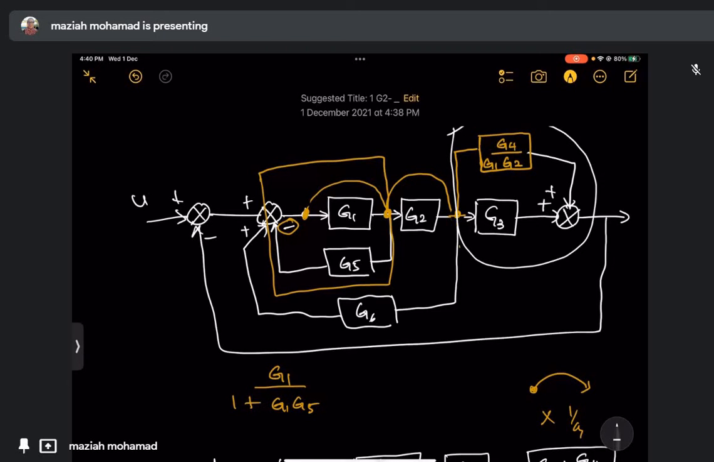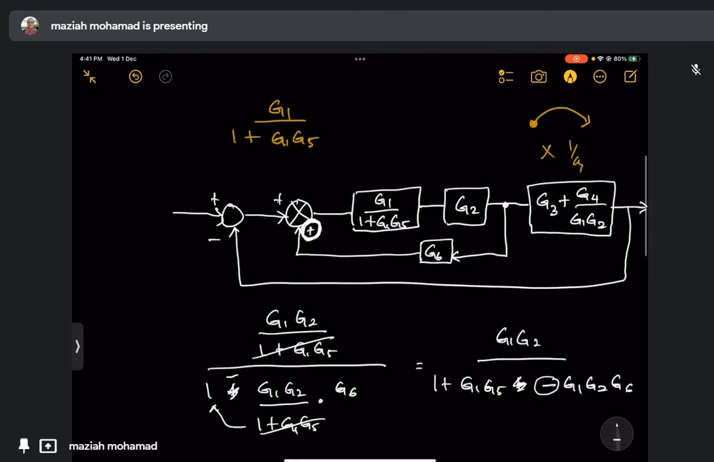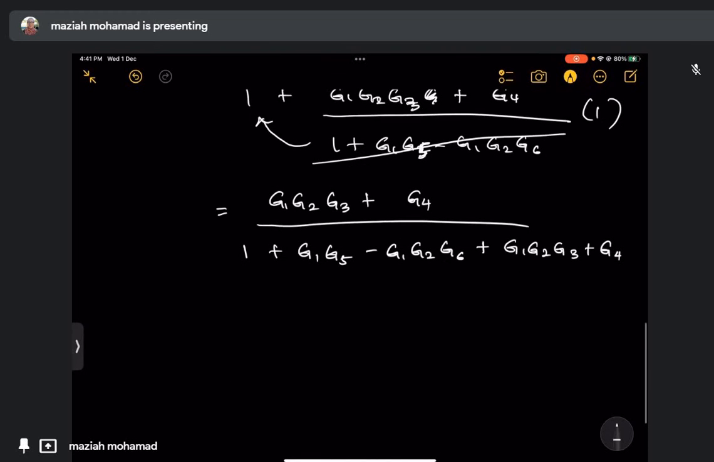Wait. G1 G2, G1 G5, 1. 2 is G1 G2 G6. Okay, there is one more G4. Okay, correct, there is G4. So this is the answer.